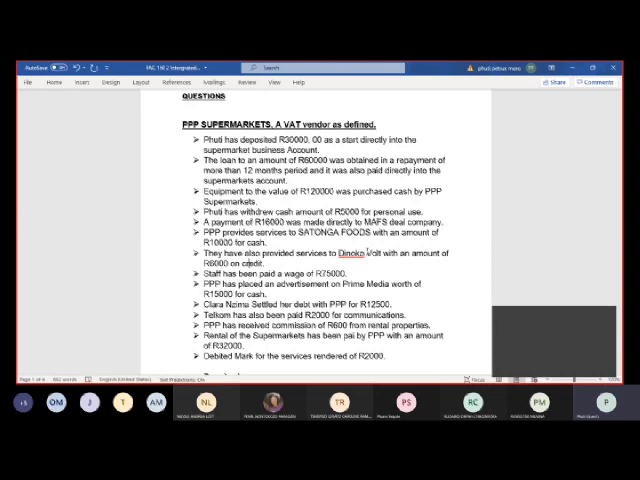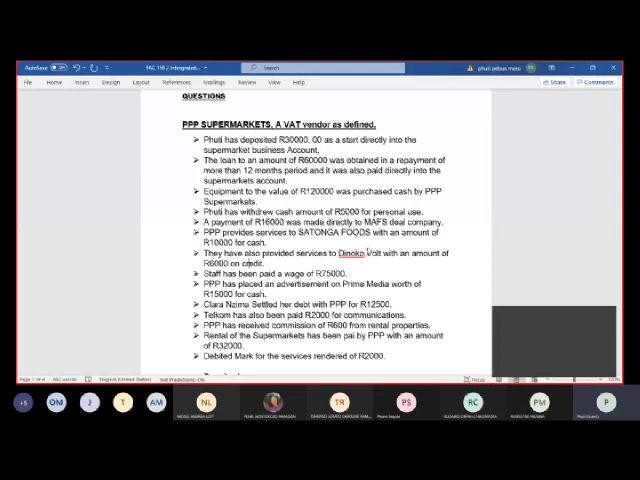Happy? Yes. Rental of the supermarket has been paid by Triple P with an amount of 32,000 Rand. You rent a space where you're making a payment on a monthly basis. Which accounts have been affected here? Please leave the bank out. Bank and rent expense. Bank and rental expenses, right?